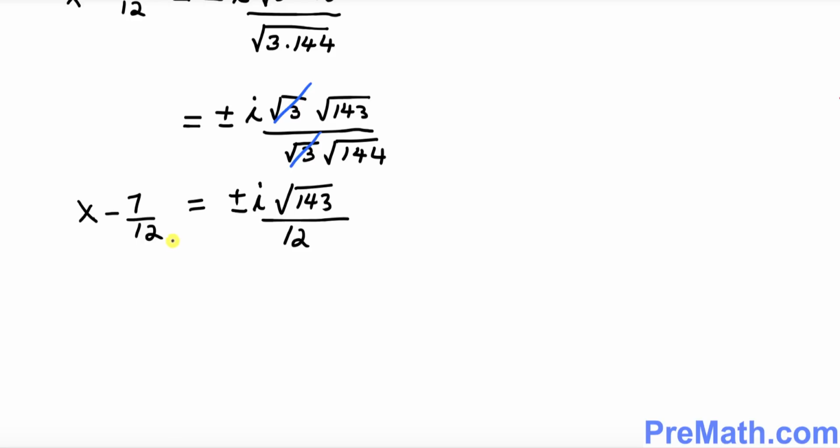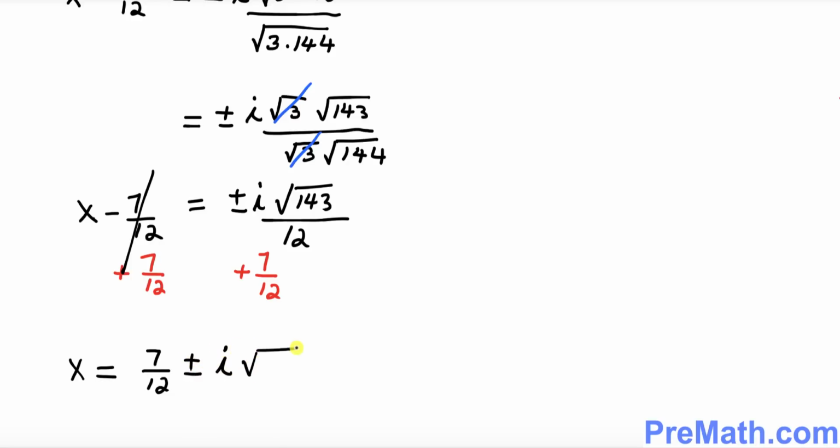So what we're going to do is add 7 over 12. I want to get rid of this thing, move it, so I want you to add 7 over 12 on this side. So what happened? This is gone. So what we got? x equals 7 over 12 positive or negative i times the square root of 143 over 12. This is your solution.